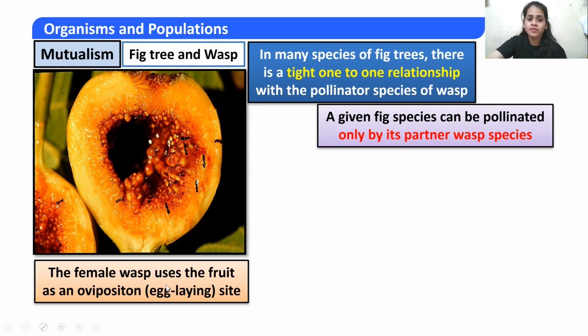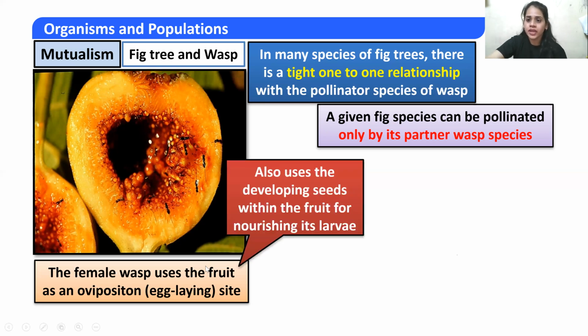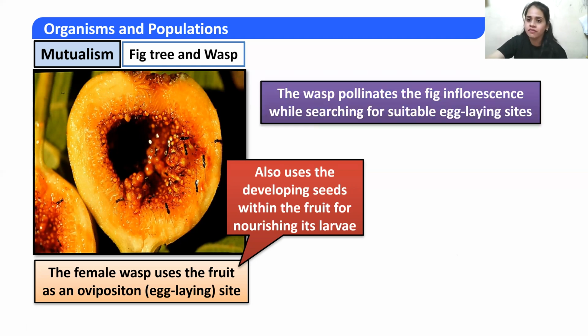So the female wasp will use the fruit as an oviposition site, means it will use the fruit to lay the eggs, and it will also use the developing seeds within the fruit for nourishing its larvae. When it lays the egg, they are going to hatch out and form into larvae, so they are going to get nourishment from the developing seeds which are present inside the fig tree fruit. So the wasp pollinates the fig inflorescence while searching for suitable egg-laying sites.